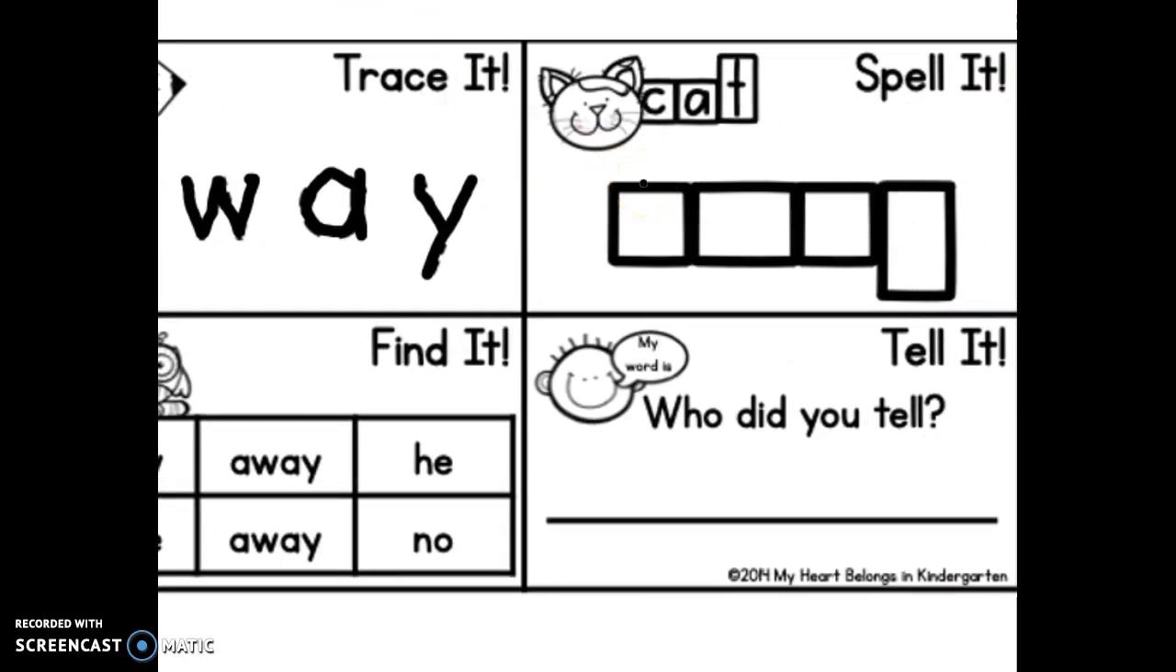Our next section, we are going to spell it. Remember, we have a small box, so think about what letter goes here. We have a wide box, so think about the letter that you're going to put here. Another small box, and then a basement box. Okay, so think about your letters. Here we go. Let's spell the word away. A, W, A, Y.